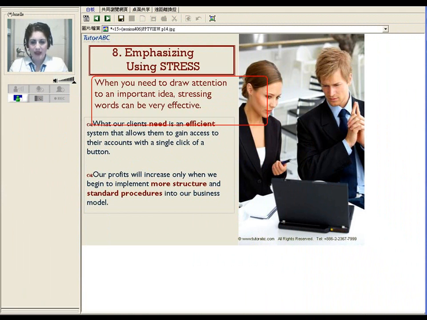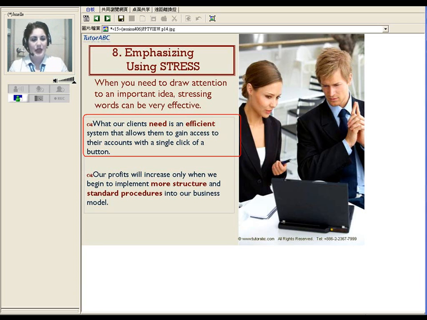Important idea, stressing words can be very effective. All right, here we have some words that are highlighted because we want to put stress or emphasis on them. Here's how you can do it.